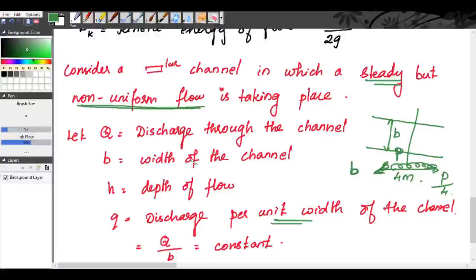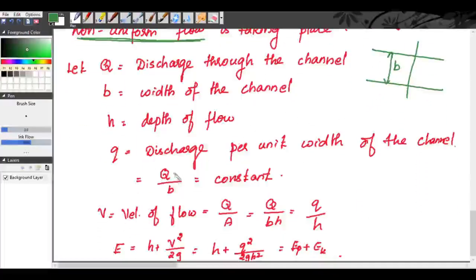Similarly, if Q is the total discharge and small q is the discharge per unit width of the channel, then discharge per unit width is equal to the total discharge divided by the total width of the channel. So small q is equal to capital Q by small b, where capital Q is the total discharge and small b is the width of the channel, and this will be equal to a constant.